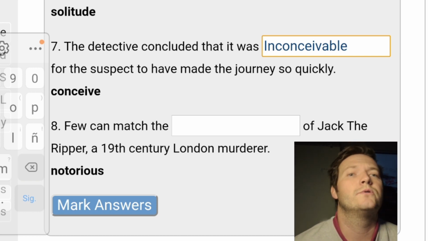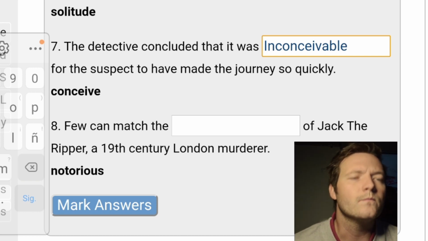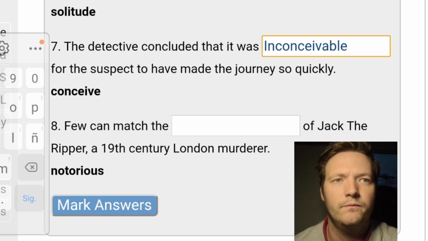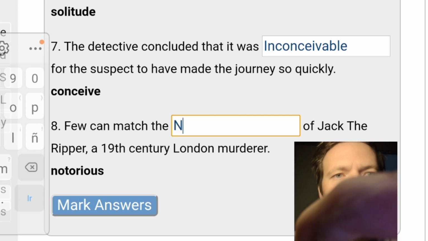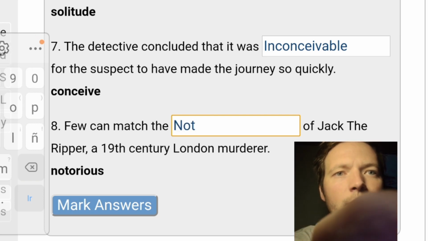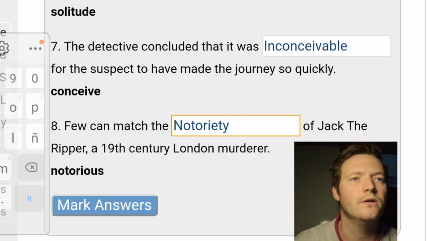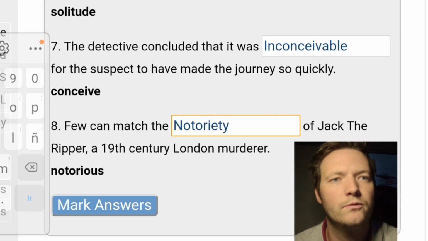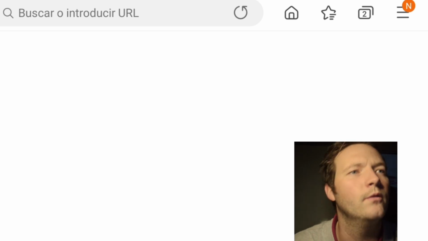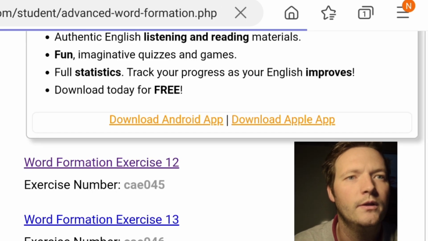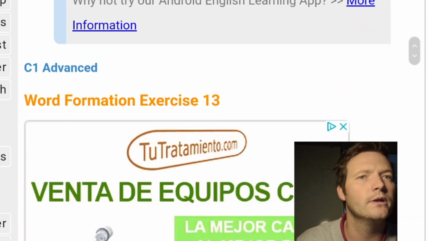Few can match the notoriety of Jack the Ripper, a 19th century London murderer. This one's come up again a couple of times now. Notoriety. The notoriety of Jack the Ripper. Let's just quickly check the answers. And they're all correct. Wonderful. Let's go to 13. Last one we're going to do today.